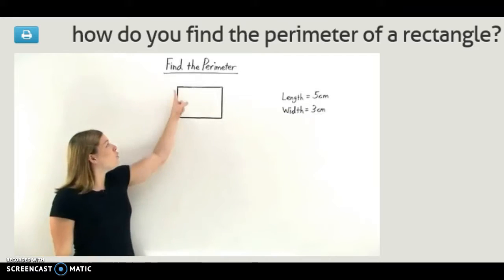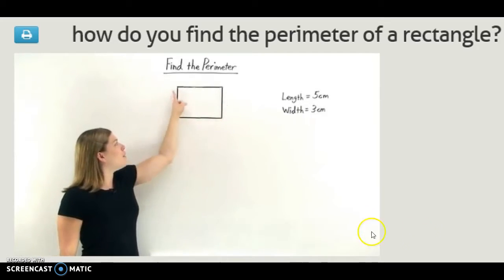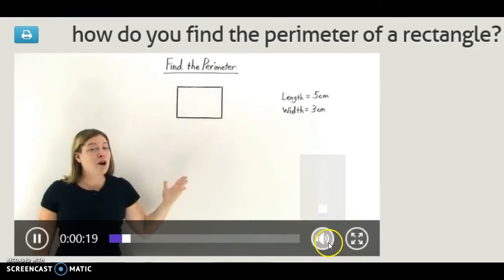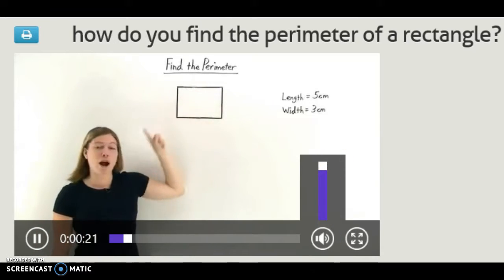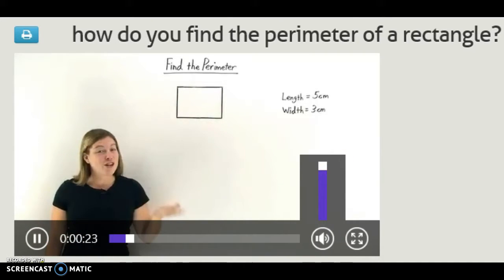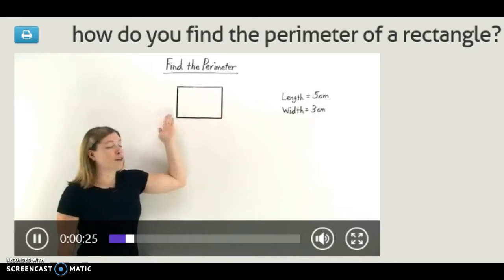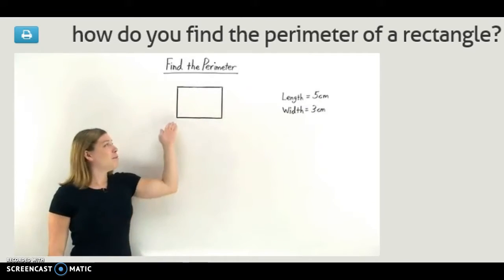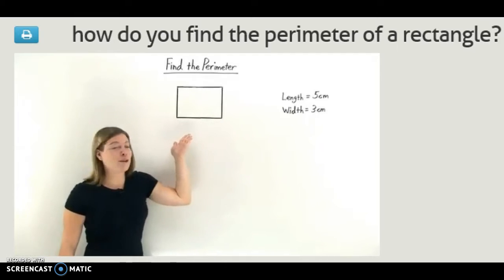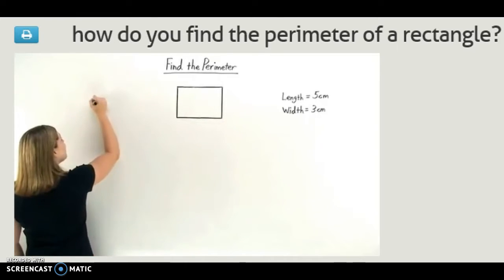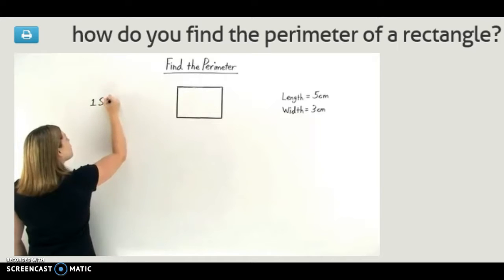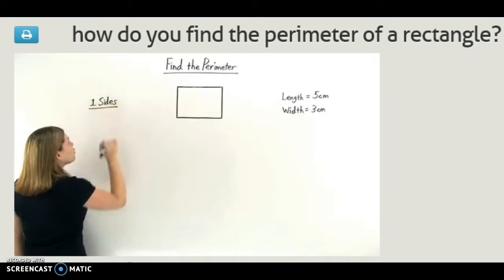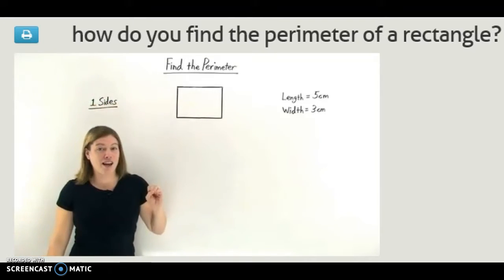Remember, perimeter is the total distance around a two-dimensional figure. So here, we're trying to find the distance around the rectangle. And to do that, we can just add up all of the side measurements together. That will give us that perimeter. But before we can add up all those side measurements, we actually need to find them. So first, let's take a look at those side measurements and label them on our rectangle.